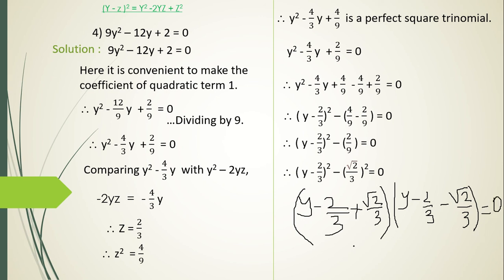Now what do we do? We want to find the value of y. So we equate both these factors to 0 and then keep y on one side and take these terms to the other side. So this was minus, it will become plus; this is plus, it will become minus. That's it.